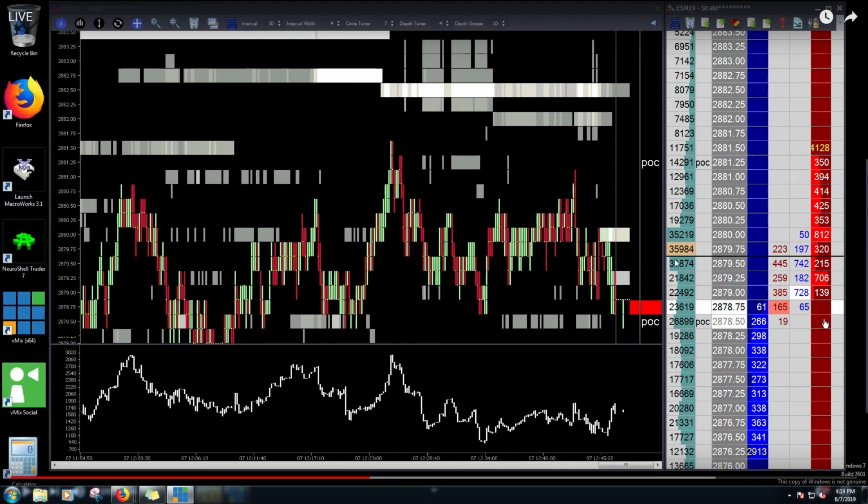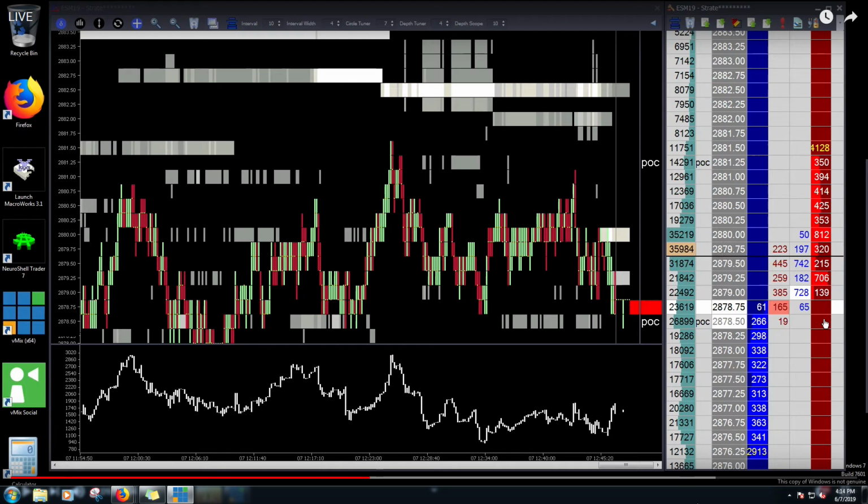So I don't want you to get confused here. There's multiple point of controls throughout the trading day, but this is the big one. This is the biggest one of the trading session. So that's why it comes out sand color like that. So as you can see, if you look at this chart, we've been really trading between these areas, and then we've been getting stuck on the point of control and then bouncing.